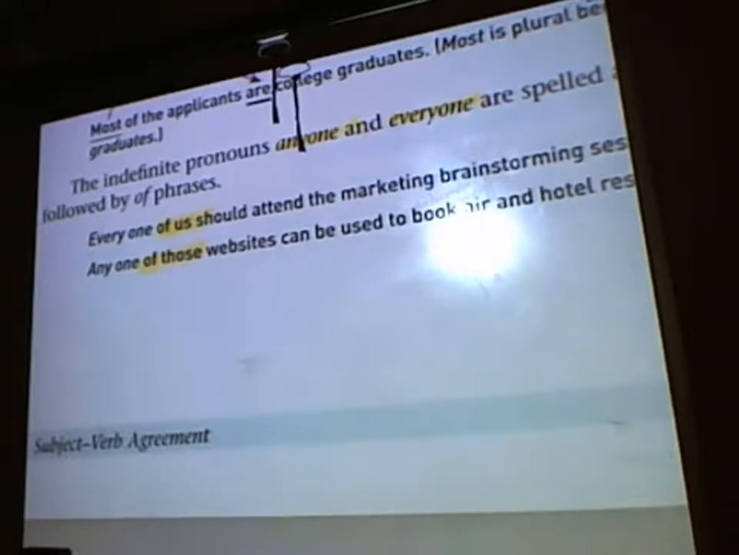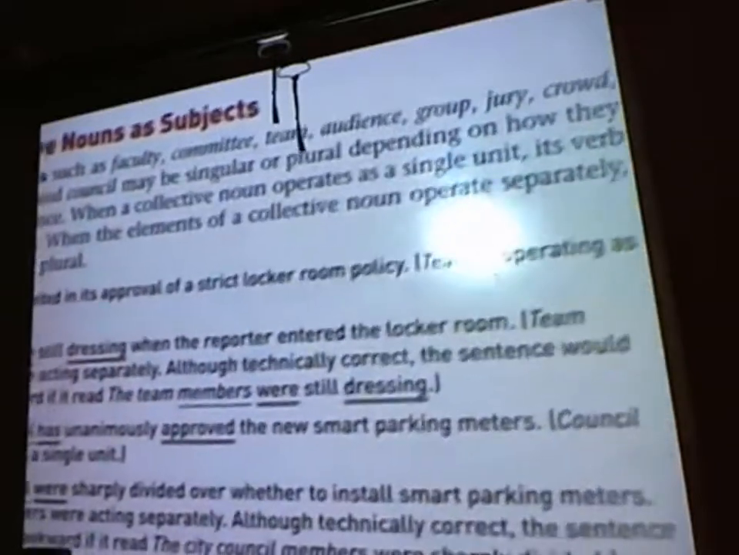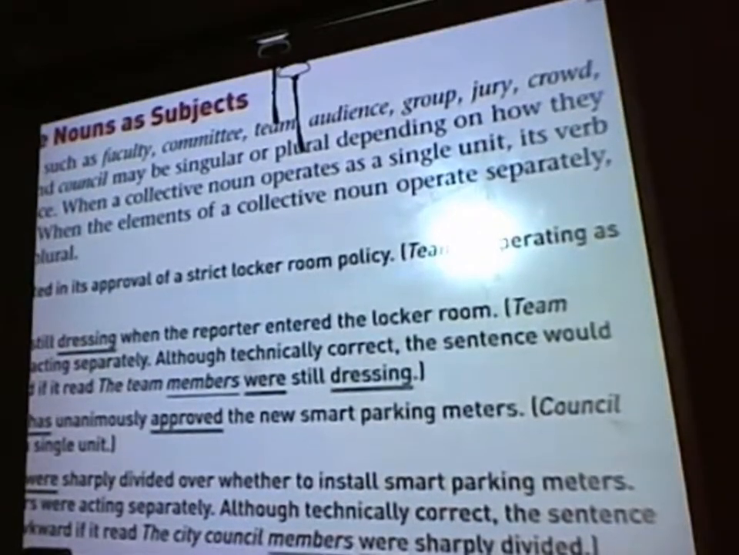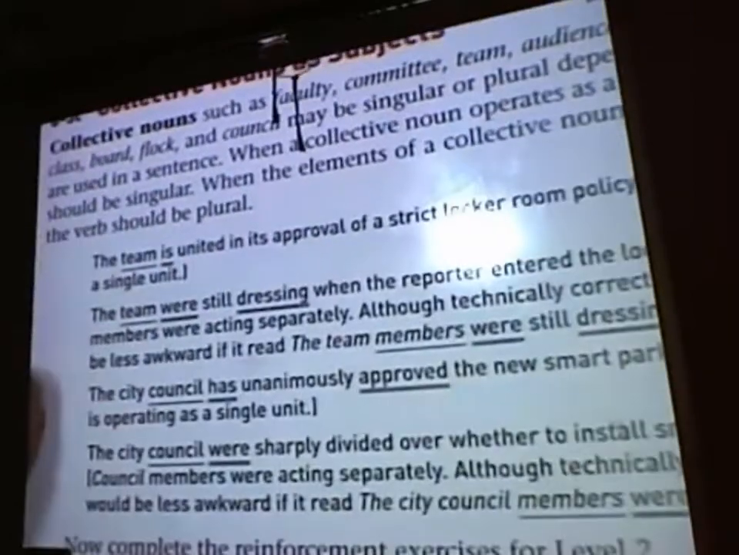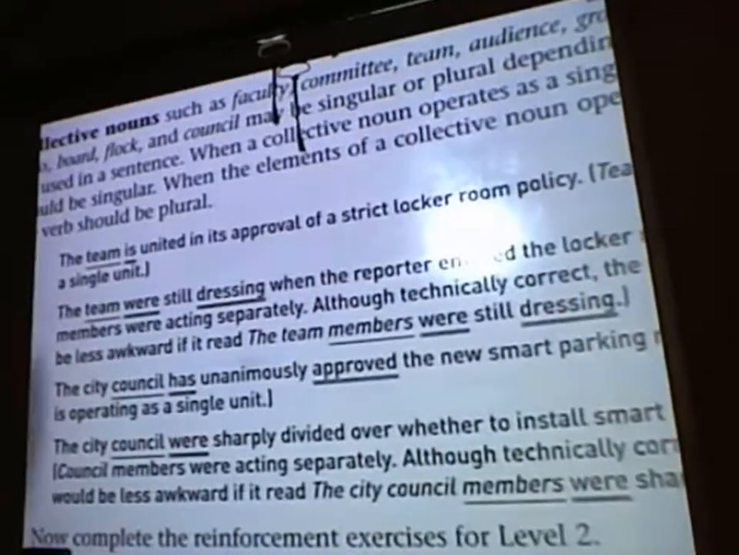Collective nouns, like team, faculty, committee, audience, group, jury, crowd, flock, board, class, council. When they're acting as an entire group, they're considered to be singular. When they're acting independently of one another, they're considered to be plural.